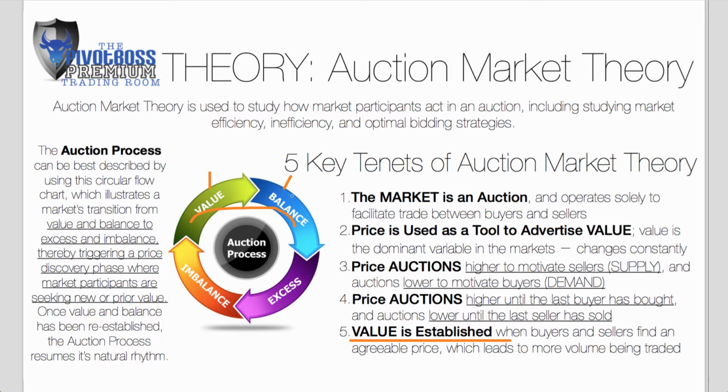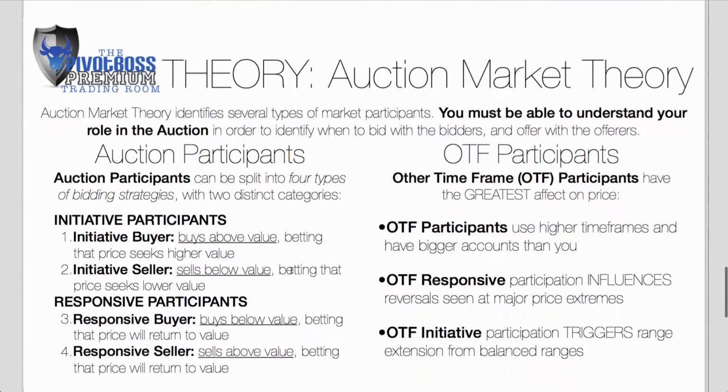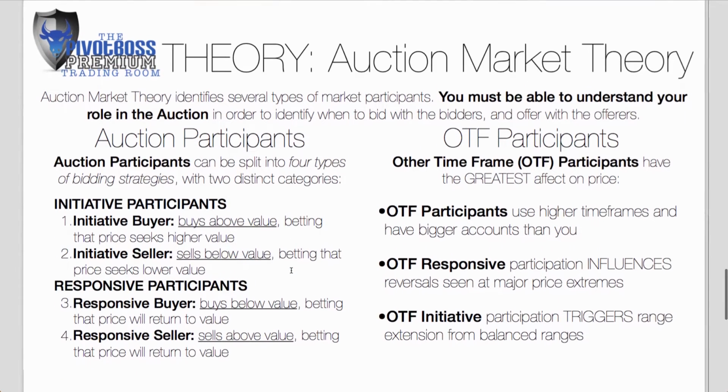But after you see value and balance occur, that's when you see excess and imbalance start to come in. And that's where you see expansion and movement toward new prices. So this is a fantastic intro to the major points of auction market theory. Now, we have to understand which market participants we are in the auction.